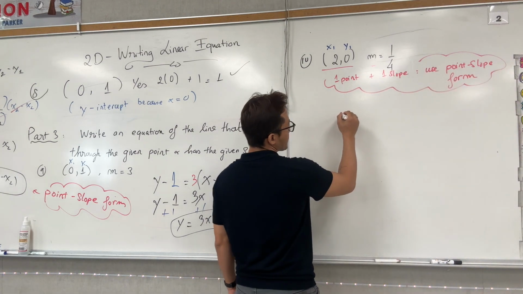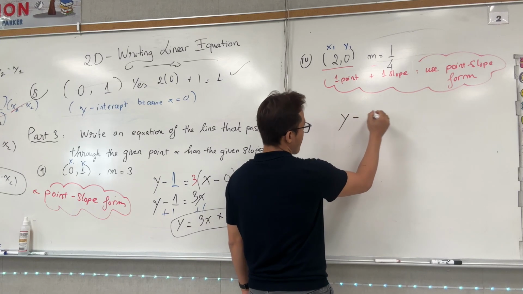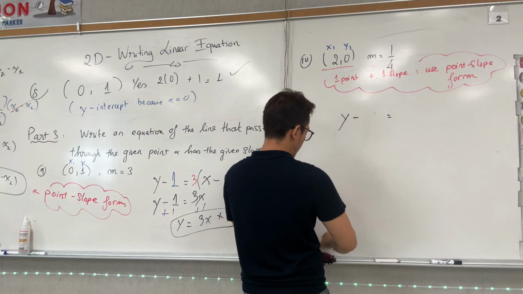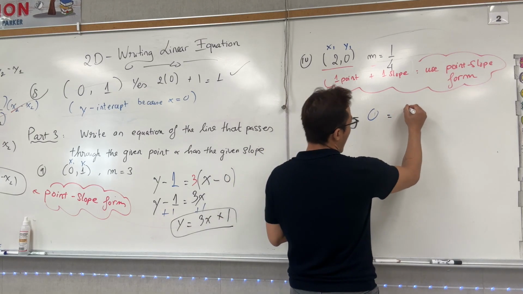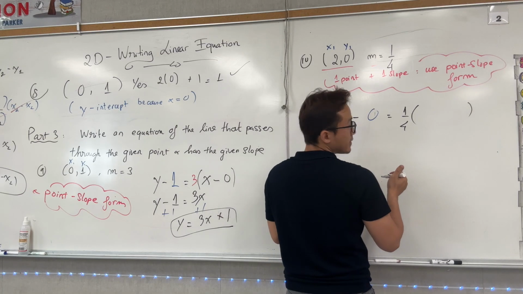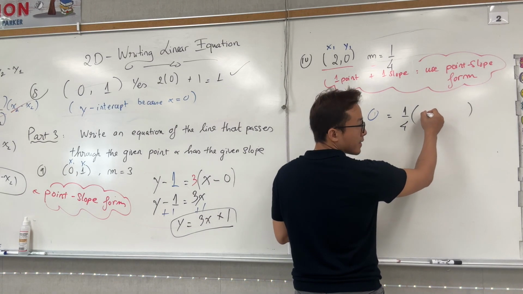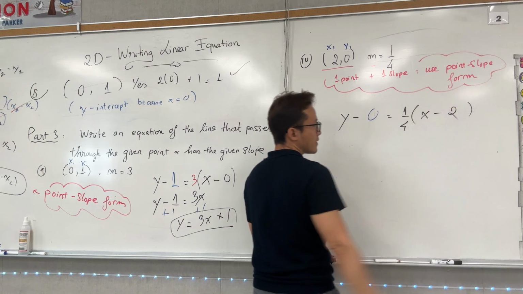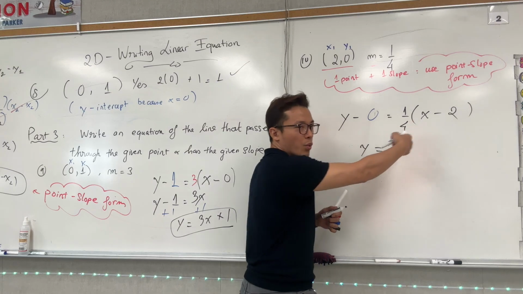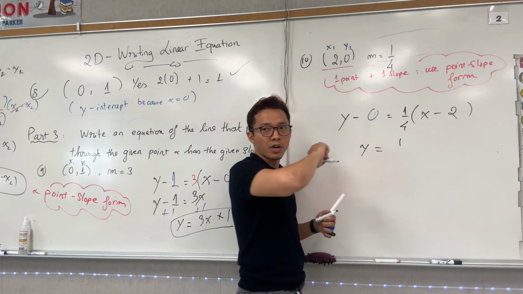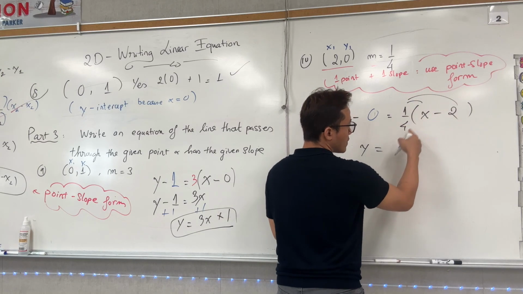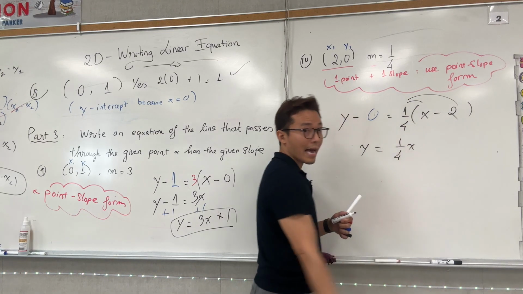Sabrina? Very good. 1/4, very good. Open parenthesis. Very good. So 0 gone, so y equal to 1. What am I going to do with this? What are you going to do? You distribute, right? You distribute. So 1/4 times x is 1/4 x.